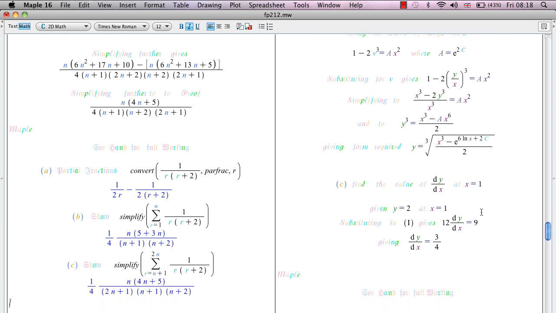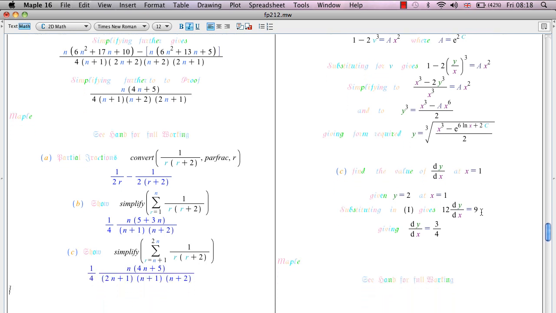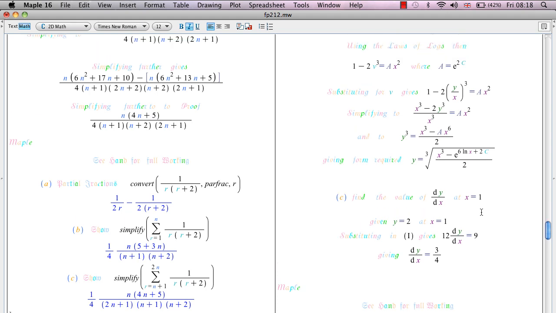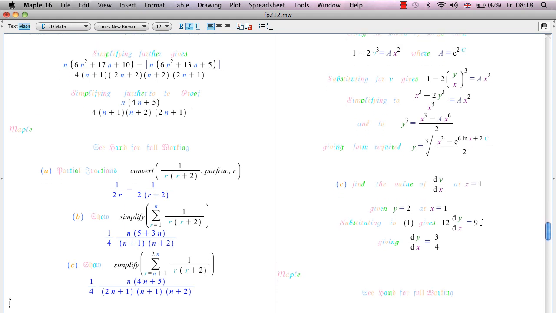So for part C, given y equals 2 at x equals 1, substituting in equation 1 gives 12 dy/dx equals 9, and dy/dx equals 3/4.